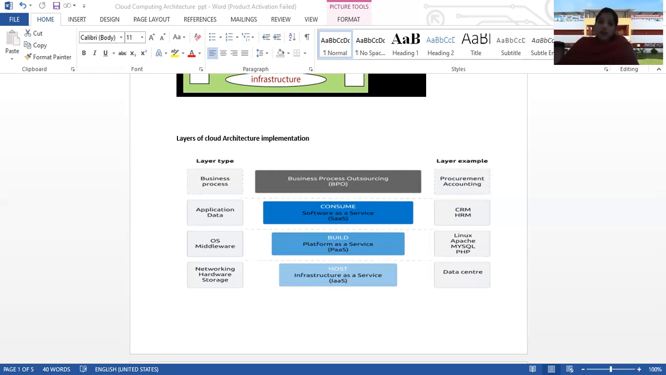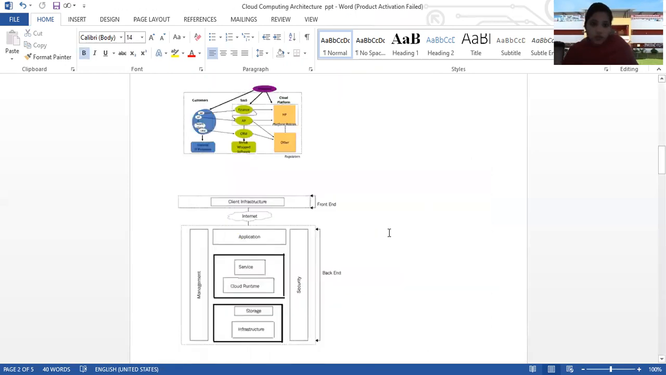The layers are only fractions of what cloud is about, but it is important to understand this concept as it is the core of cloud computing. The picture shows the stack of layers, right? Now, next is understanding the cloud ecosystem. Okay, so this is your cloud ecosystem.